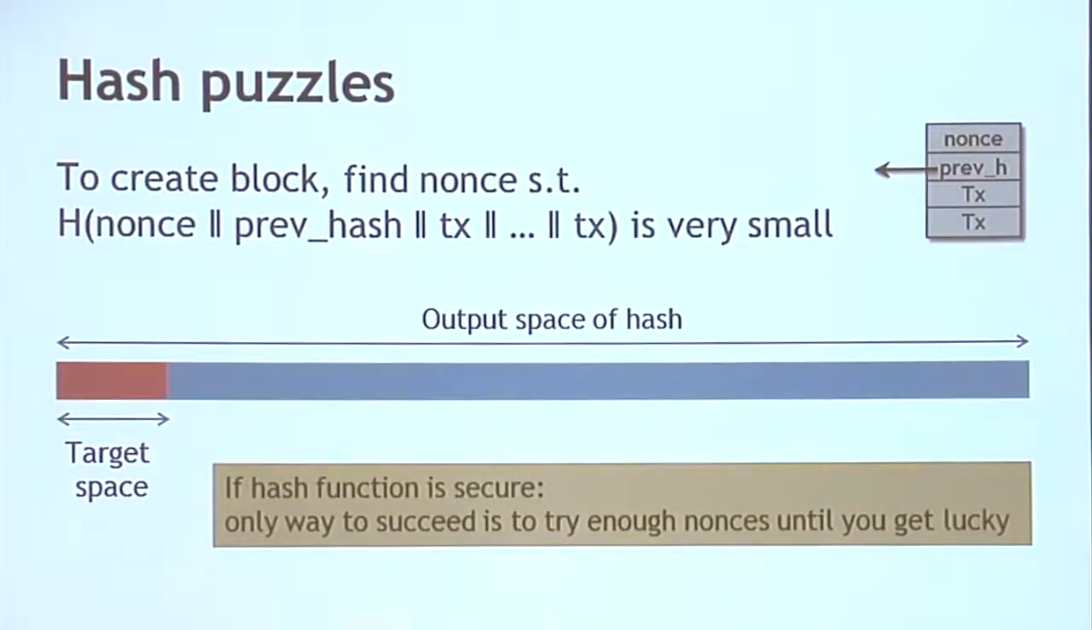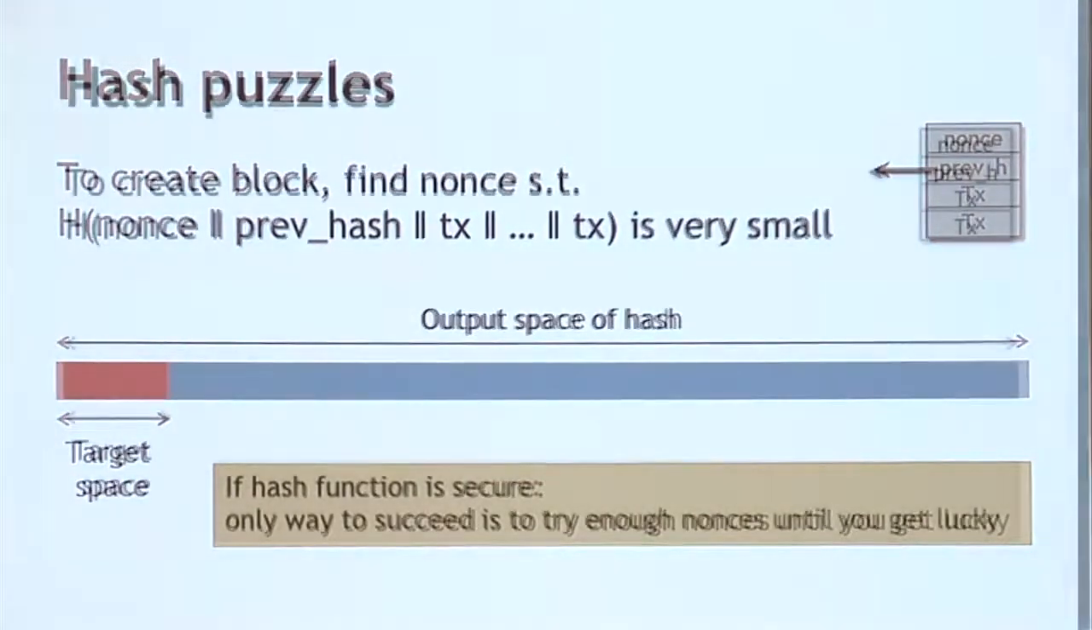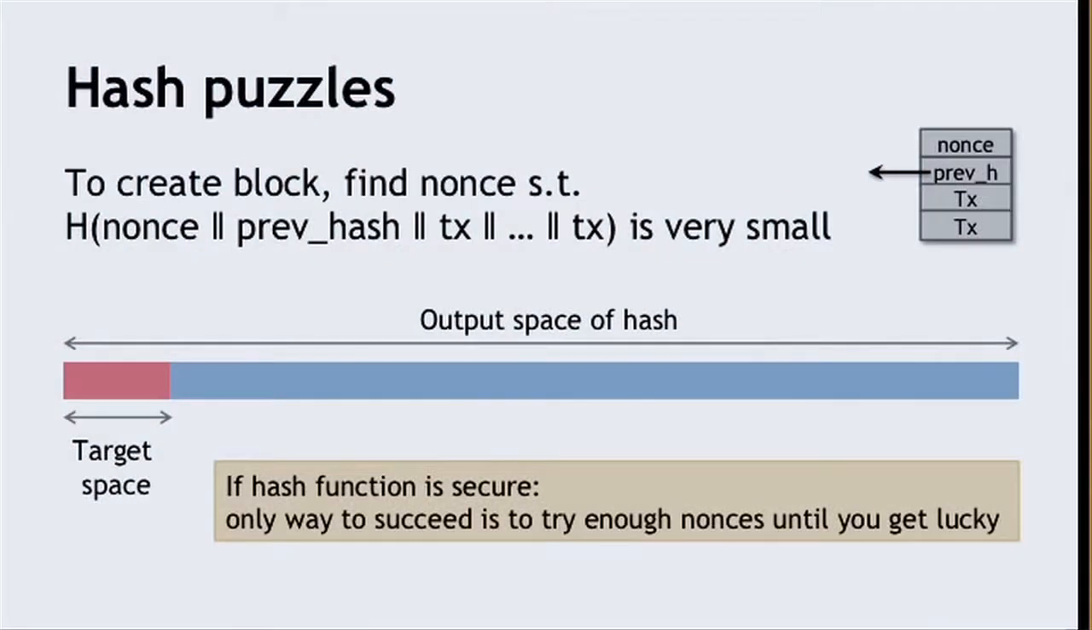And so we believe that if the hash function is secure, then the only way to succeed in solving this hash puzzle is to just try enough nonces one by one until you get lucky. So specifically, if this target space were just 1% of the overall output space, you would have to try about 100 nonces before you got lucky. And if this hash function were to behave essentially randomly, only 1 in 100 nonces will result in an output that falls within this target space. In fact, the size of this target space is not nearly as high as 1% of the output space. It's much, much smaller than that, which we'll get to in a second.